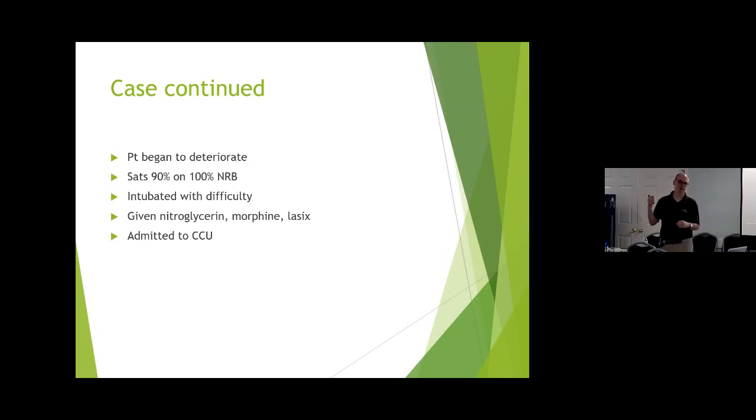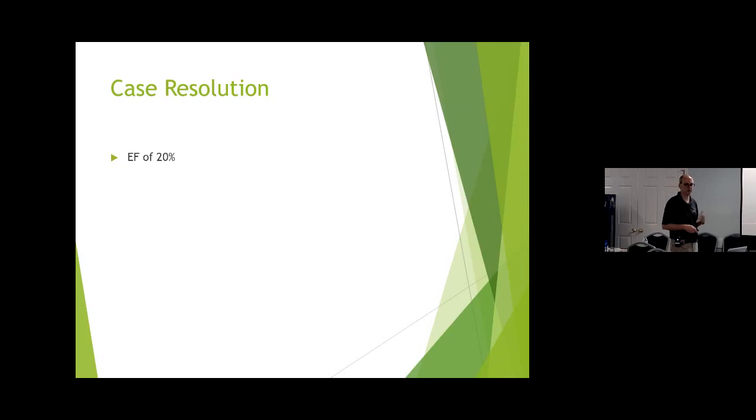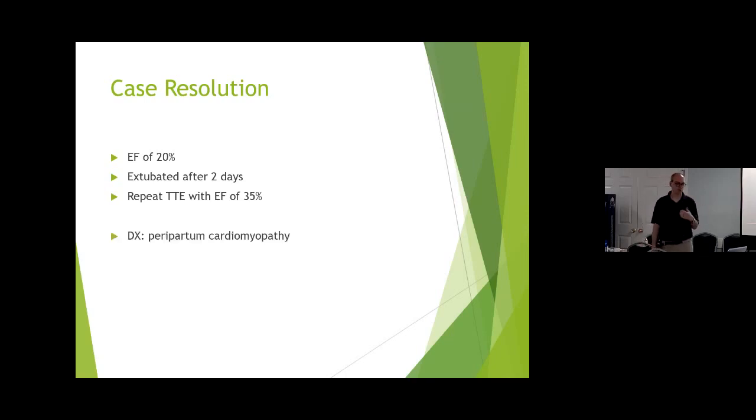Finally get her tube, she gets started on a nitro drip, she gets morphine, she gets Lasix, she goes to the cardiac care unit. All right, so now we figure out she's got postpartum cardiomyopathy. Here's a 20-year-old girl who has an ejection fraction of 20%. She now has congestive heart failure. Two days later, she gets off the vent, she gets extubated, we get a repeat echo, still bad. Her EF is now 30 to 35%. So now she's 20 years old with a diagnosis of peripartum cardiomyopathy. She's going to have CHF for the rest of her life.